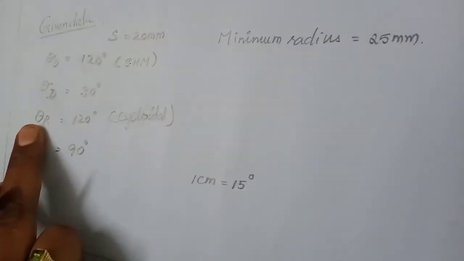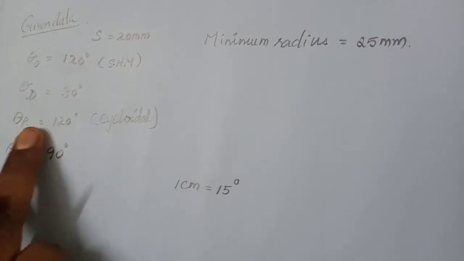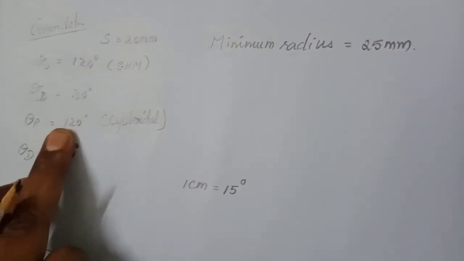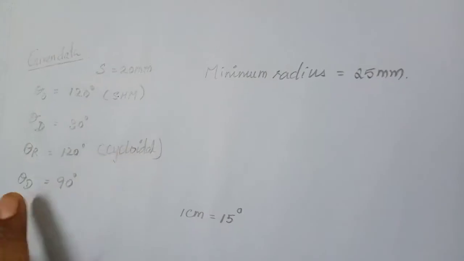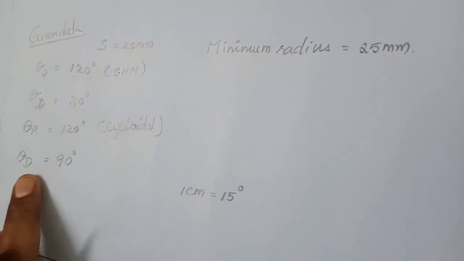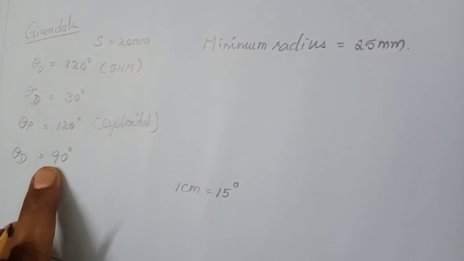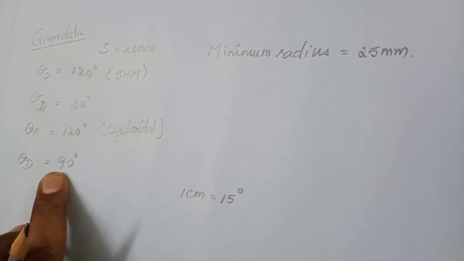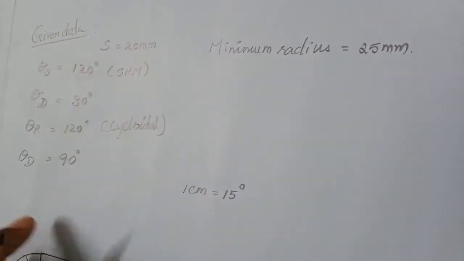Then it is returning to the original position in the next 120 degrees. The meaning is, return stroke is 120 degrees, cycloidal motion. Then finally, after reaching the original position, it stays in the same position up to 90 degrees. Then later it starts the second cycle.